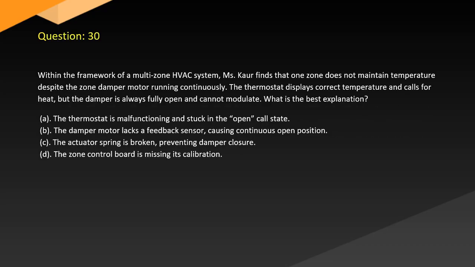Question 30. Within the framework of a multi-zone HVAC system, a technician finds that one zone does not maintain temperature despite the zone damper motor running continuously. The thermostat displays the correct temperature and calls for heat, but the damper is always fully open and cannot modulate. What is the best explanation?